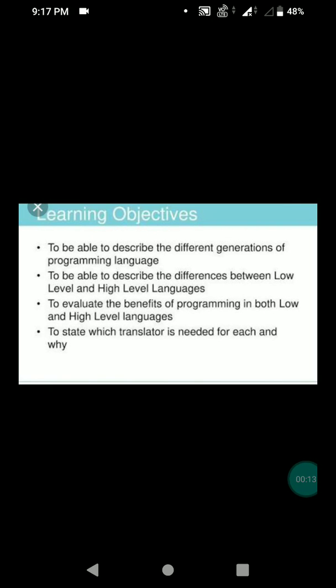The objective of the lesson is to be able to describe different generations of programming language, to be able to describe the difference between low level and high level languages, and to evaluate the benefits of programming in both low and high level languages.